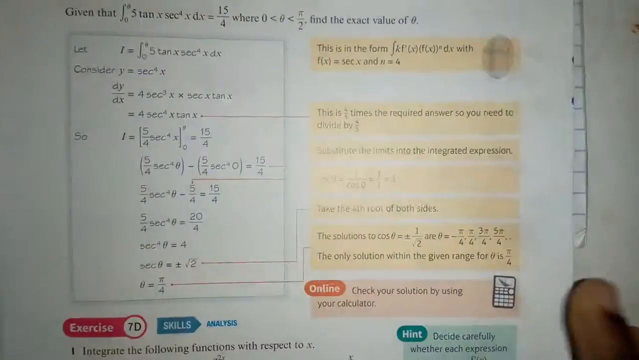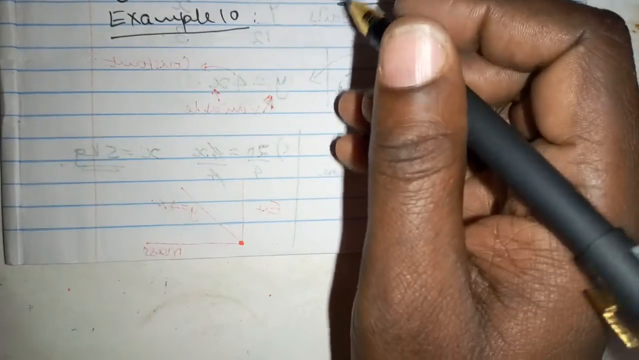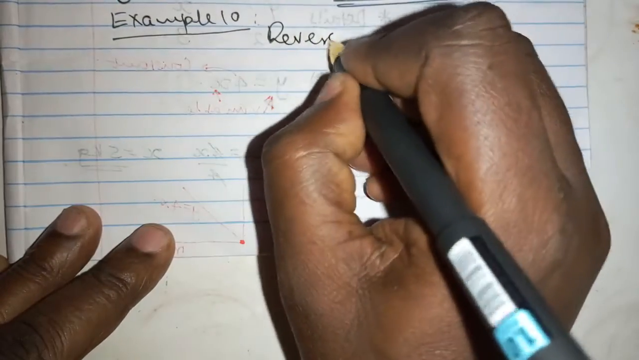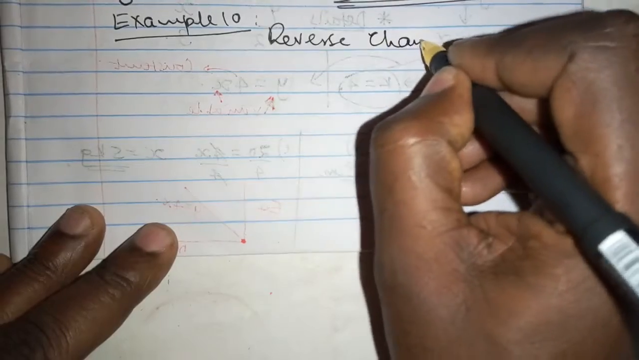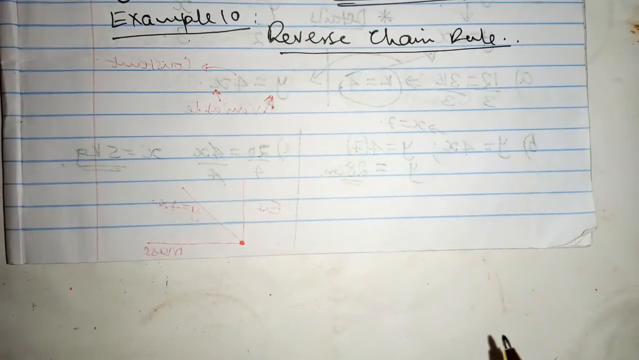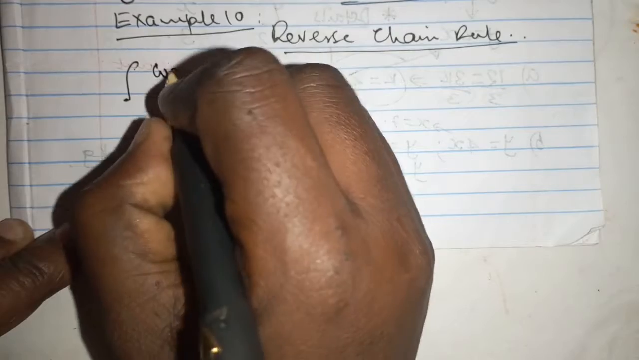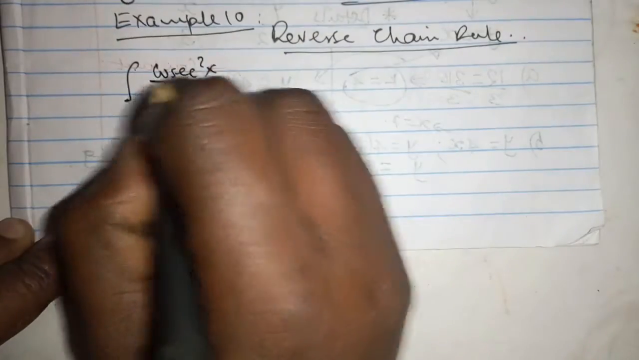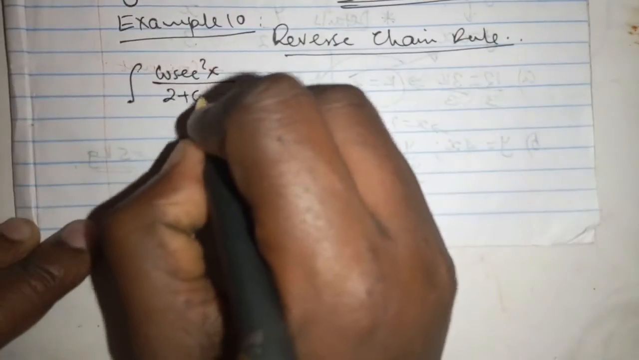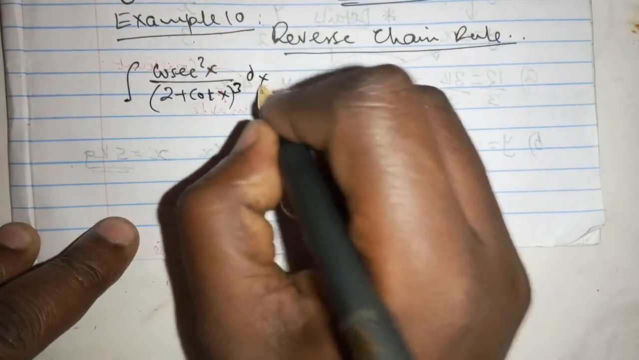Example 10 of integration of Pure Mathematics 3, and we are on page 155. We continue to use the reverse of the chain rule. In this example, we are supposed to find the integral of cosec squared of x all over (2 plus cot x) cubed with respect to x.